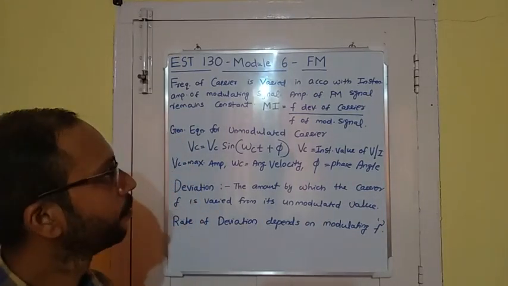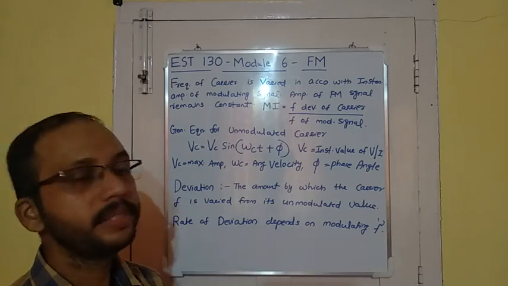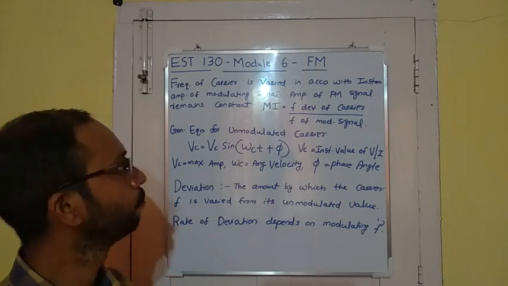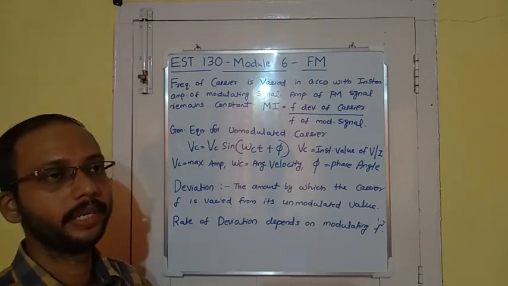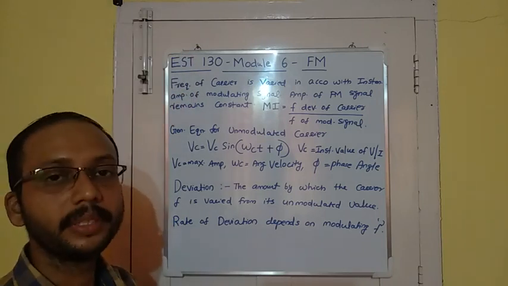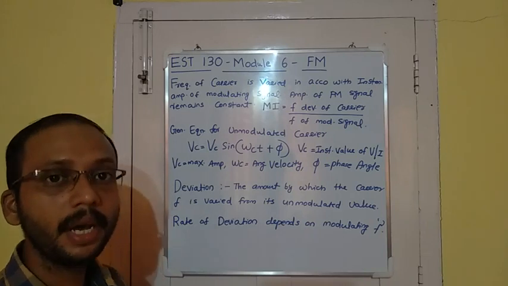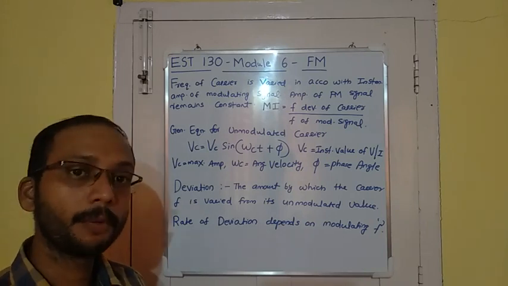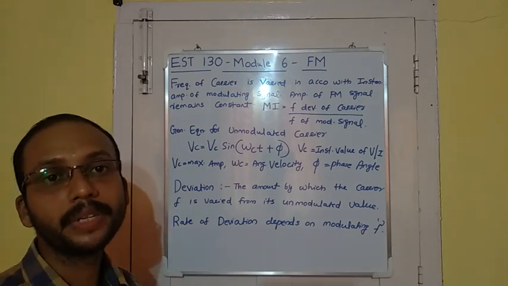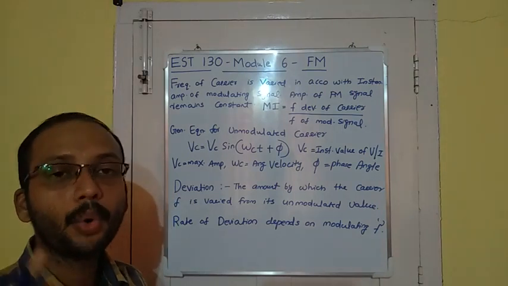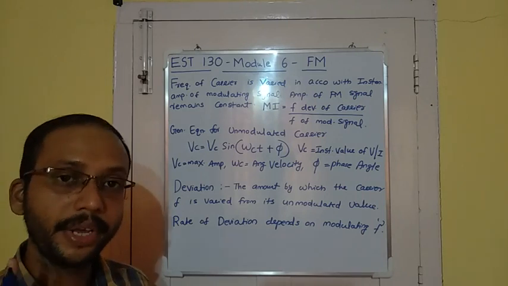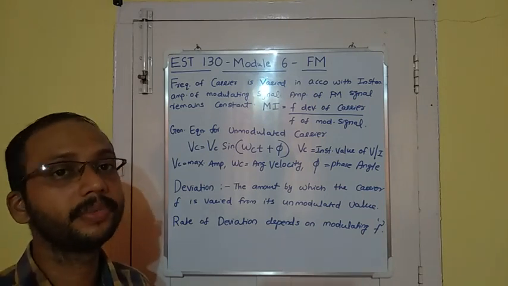Good morning. Our today's topic is frequency modulation. In the last class, we have discussed amplitude modulation. In frequency modulation, the frequency of the carrier signal is varied in accordance with the instantaneous amplitude of the modulating signal. What about amplitude modulation? In amplitude modulation, the amplitude of the carrier signal is varied in accordance with the instantaneous amplitude of the modulating signal. In frequency modulation, the frequency of the carrier is varied.